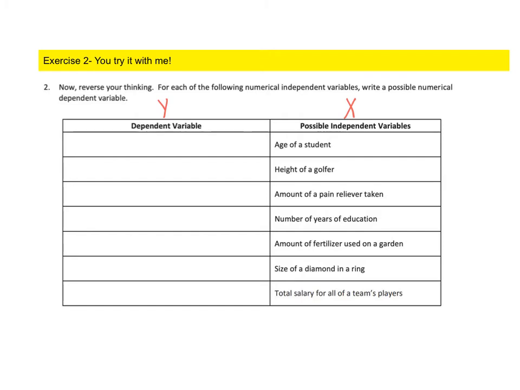So the age of a student. What depends on the age of the student? Well, I would say something that depends on the age of someone is how smart they are, right? And maybe how tall they are. You only have to write one. I'm just coming up with a few.